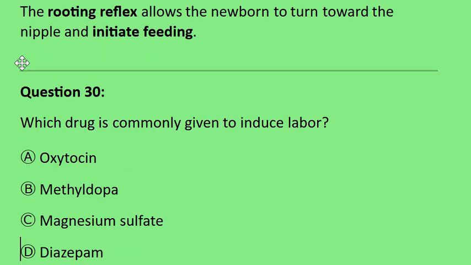Question number 30. Which drug is commonly given to induce labor? Again, the last question and the most important question for this practice test 1.